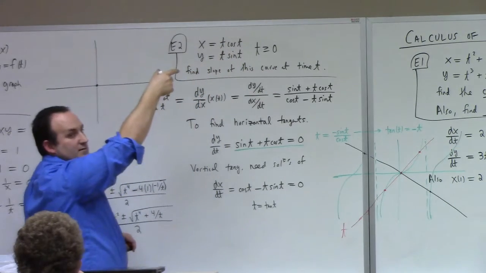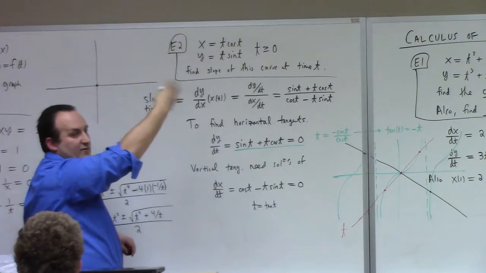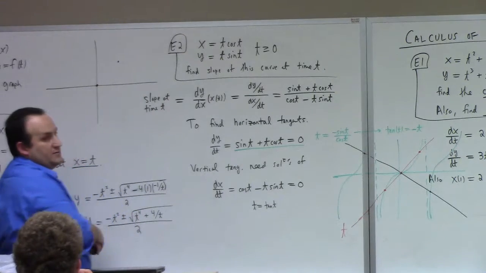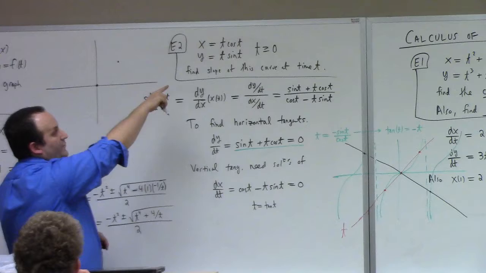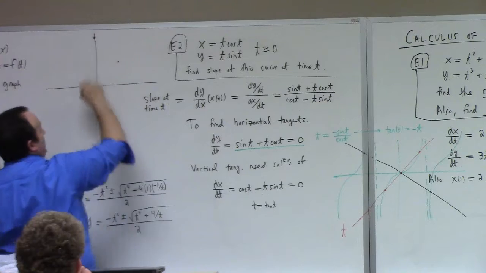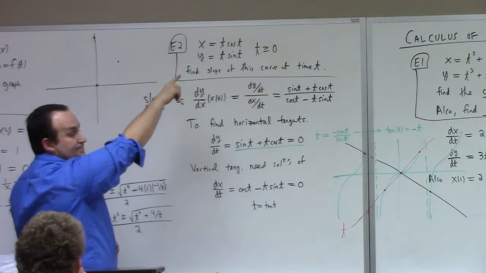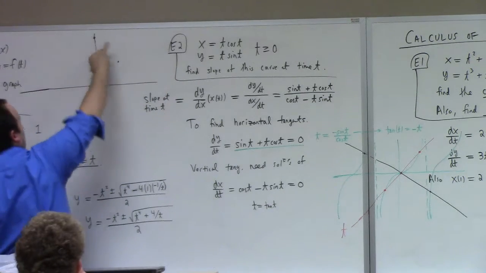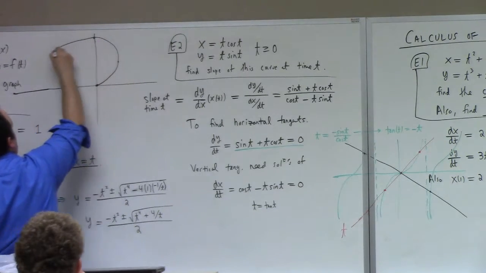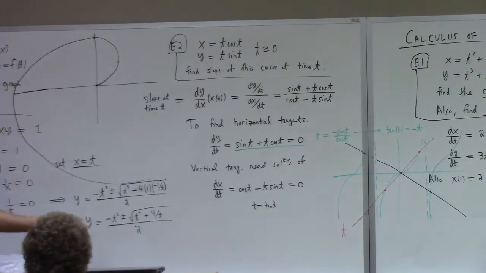I'm at pi over 4 times root 2, comma pi over 4 root 2. So I'm out here somewhere. When I get to pi over 2, I'm at x equals 0 and y equals pi over 2. So I'm up here somewhere. When I put in pi, y is equal to 0 and x is minus pi. So I'm over here. So this thing, it's a spiral, and it's getting bigger and bigger as you go out.